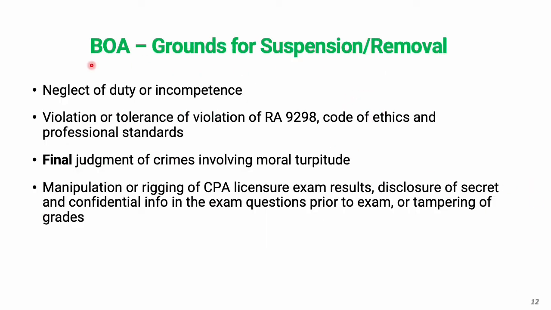Next, the last point about the BOA: grounds for their suspension and removal. Our Board of Accountancy members and chairman can be suspended or removed when they are guilty of these grounds. First is neglect of duty or incompetence. Second is violation or tolerance of violation of RA 9298, our accountancy law, the Code of Ethics, and Professional Standards.